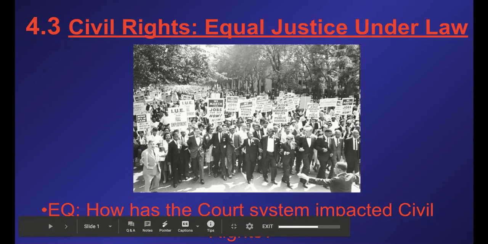Hello, government students. Today we're going to be doing notes 4.3 Civil Rights, Equal Justice Under the Law. So, your central question: how has the court system impacted civil rights?